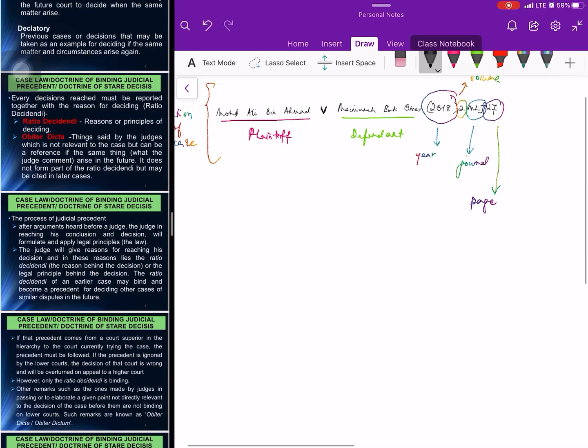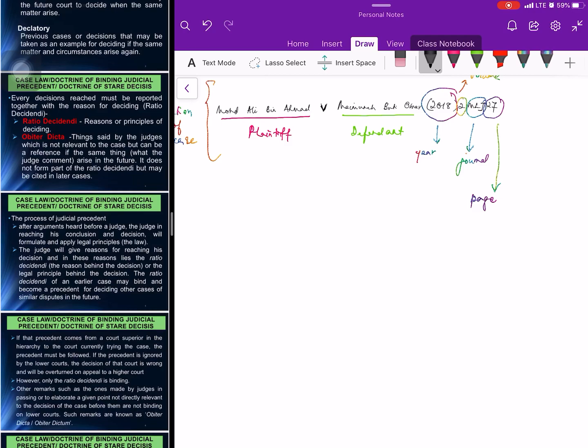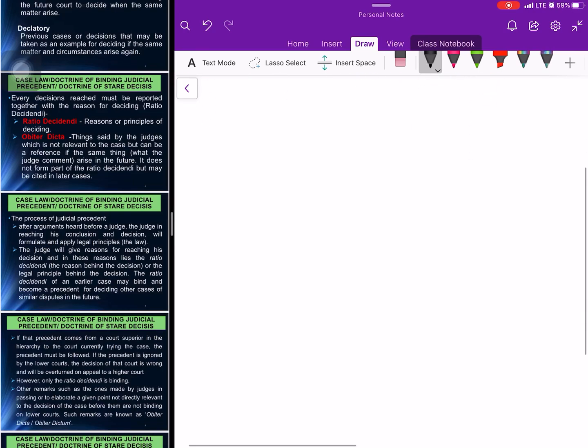Okay, and then how does the procedure come about? When a plaintiff sues a defendant, the matter will be referred to, let's say, the High Court. It was referred to the High Court, and assuming a plaintiff sues a defendant for more than, say, 3.5 million. Okay, 3.5 million.